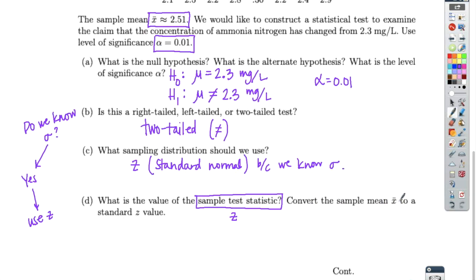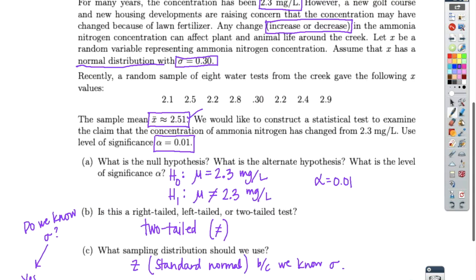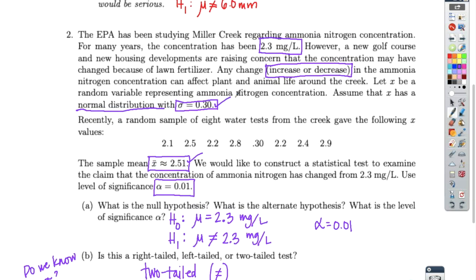Now, convert the sample mean X bar to that standard Z value. We're using the formula Z equals X bar minus mu over sigma over square root of n. We'll have all these values from the problem. X bar, they gave us right here, 2.51, minus mu, which comes from your null hypothesis, 2.3, over sigma. I believe they gave us sigma in the problem. Yes, sigma equals 0.3.